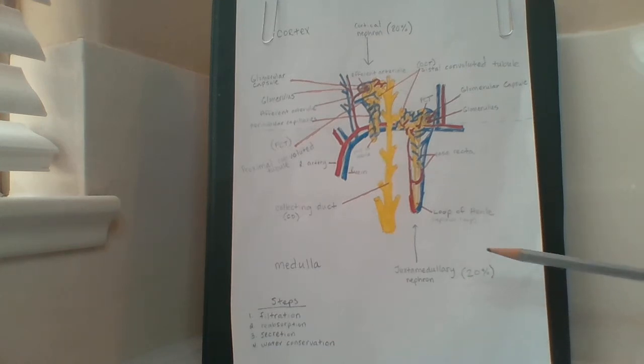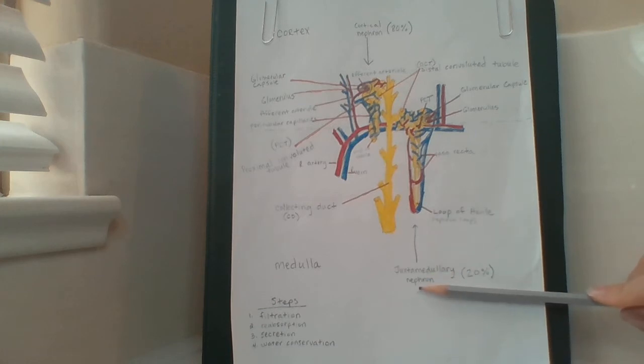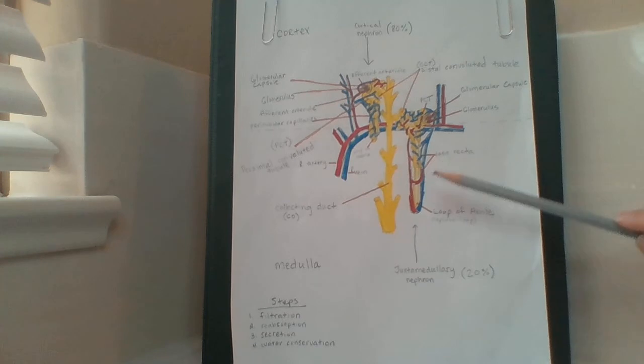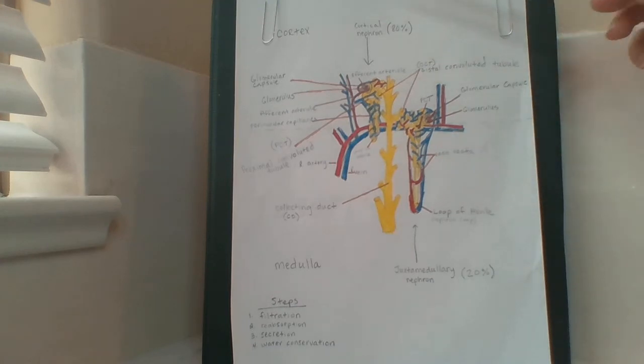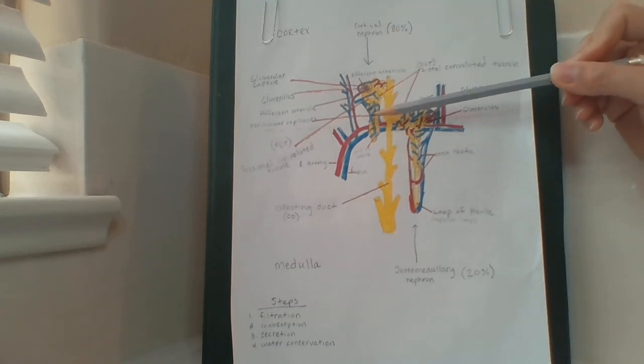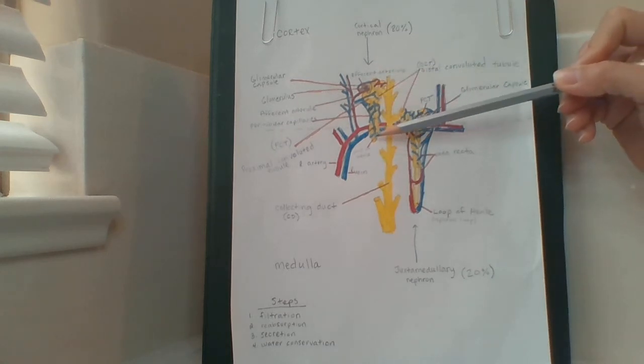What makes this different is the juxtamedullary nephron contains vasa recta, which are the capillaries that go around the tubules, and that dips deep down into the medulla. The cortical nephron sits higher up in the cortex, and the loop of Henle just barely dips into the medulla.